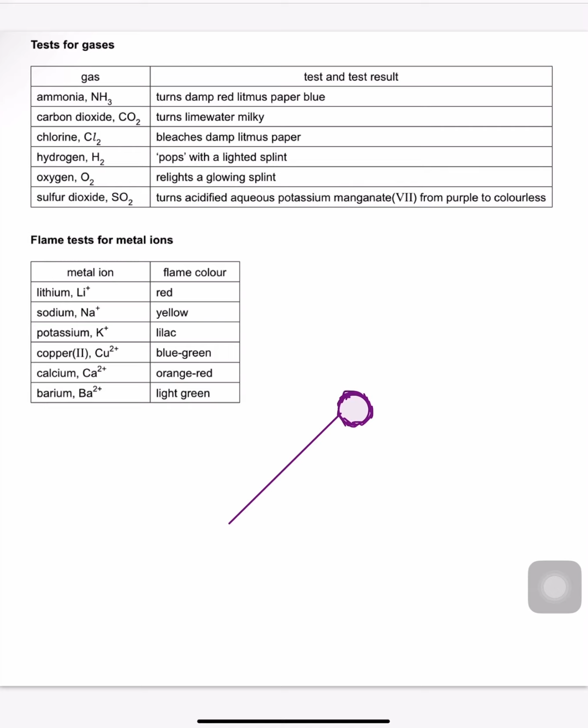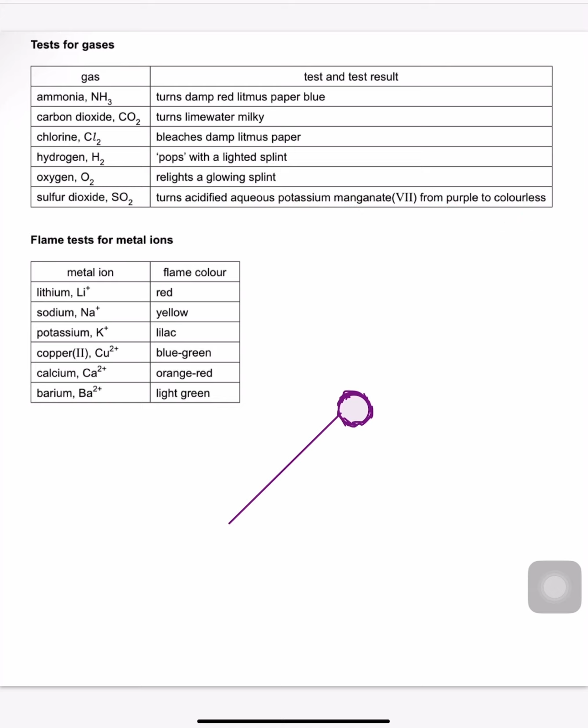Here I'm going to discuss some tests for gases. If the gas is ammonia, it turns damp litmus paper blue. If the gas is carbon dioxide, it turns lime water milky. If it is chlorine, it bleaches damp litmus paper. If it is hydrogen, it pops with a lighted splinter. If it is oxygen, it relights a glowing splinter. Sulfur dioxide turns acidified aqueous potassium manganate(VII) from purple to colorless.